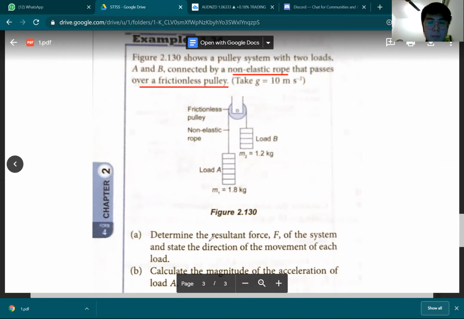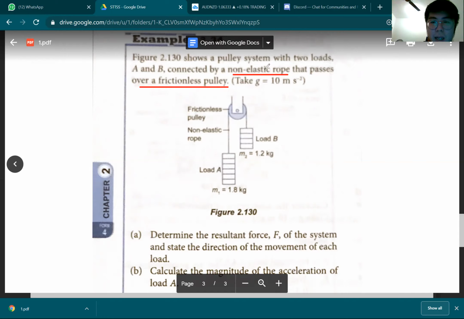Part A: determine the resultant force of the system and state the direction of movement of the load. How do we find the resultant force of the system? Let's use method 2. We consider the whole system. When you look at this system, you can straight away see that this will move down and this will move up, because it is heavier. Now, let's draw it out.